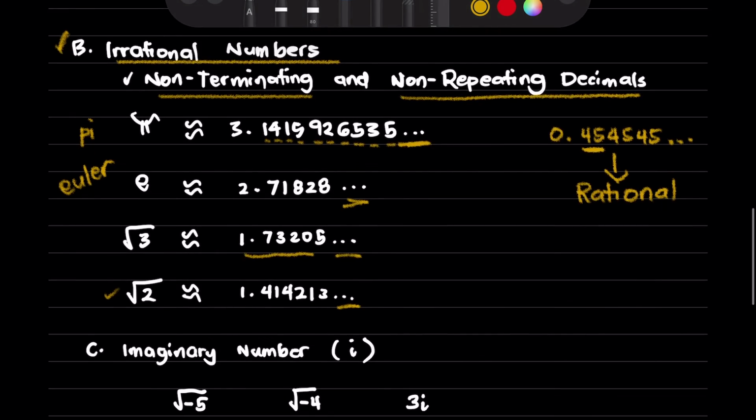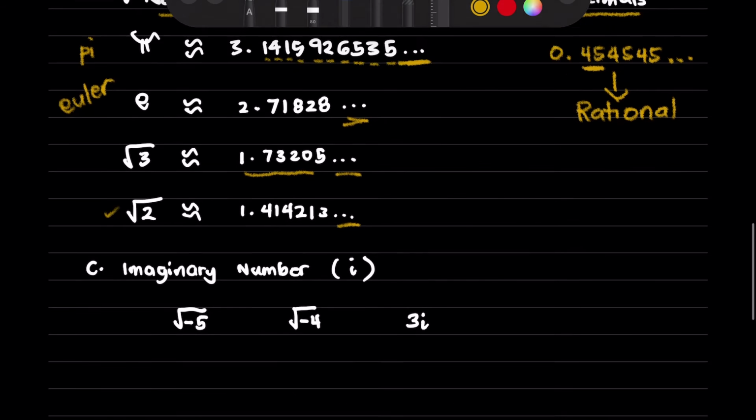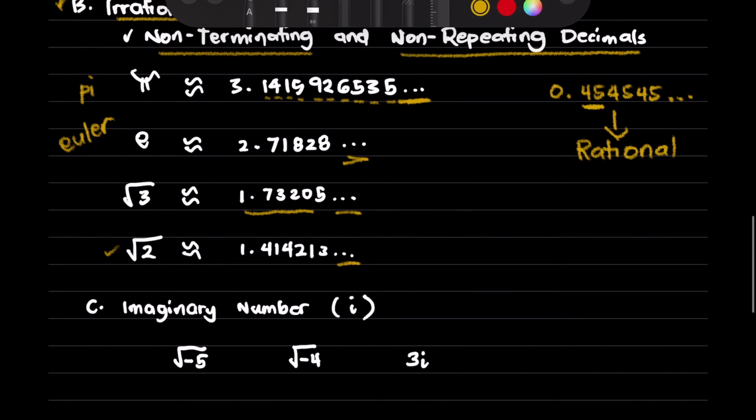Okay? So, next is yung isa pang klase ng number which is the imaginary number. So, kung hindi siya real number, then pwede natin sabihin na that number is imaginary number. So, yung imaginary number natin, para ma-distinguish natin, ito yung symbol na ginagamit natin, which is yung letter i. Okay? So, ano yung mga imaginary numbers?